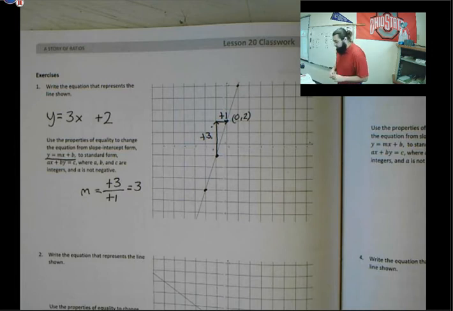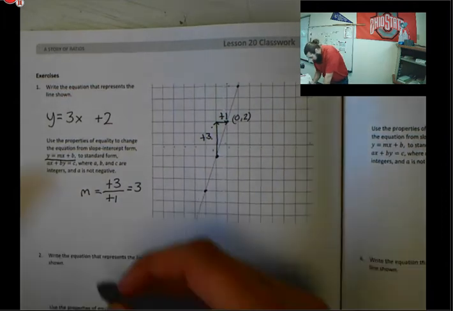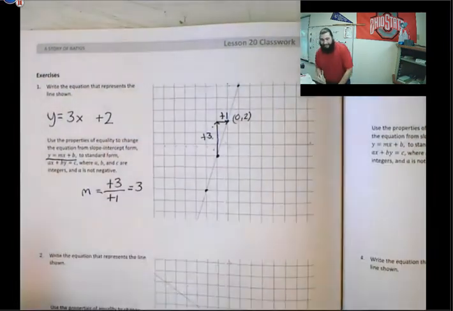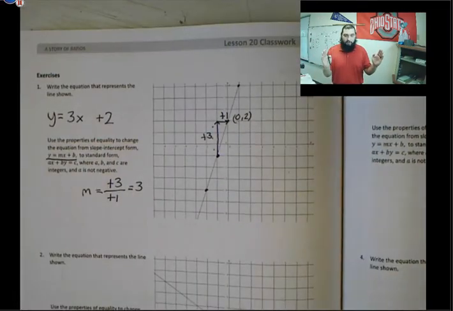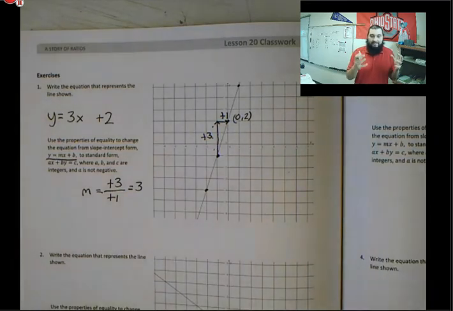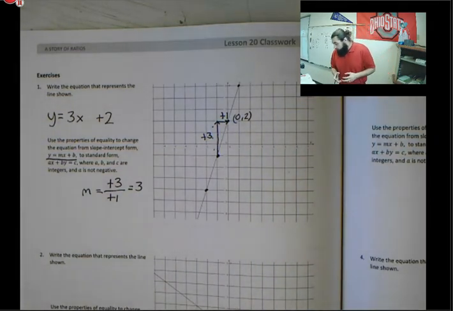So what we have to do to get to standard form is, as we can see in slope-intercept form, x and y are on opposite sides of the equal sign. We have the y value on the left, x value on the right. In standard form, they are together. They are on the same side of the equal sign. They are unified. So what we have to do is we are going to leave the y value where it is, and we're going to move the x value.